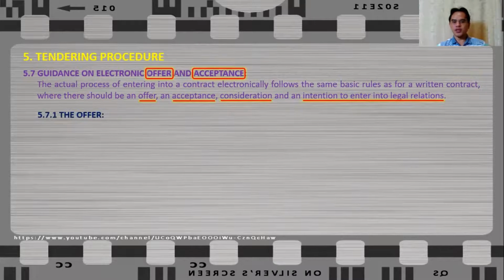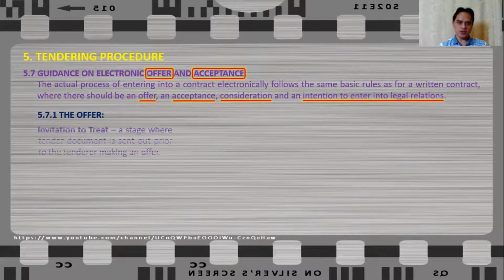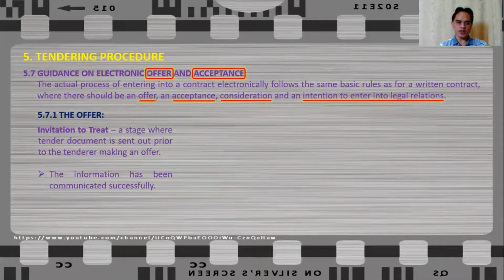Let us talk about the period until such time that the tenderer can provide its final offer. During this period, we have the so-called invitation to treat. At this stage, this is where the tender document is sent out prior to the tenderer making an offer. And as the design team or as the client team, your responsibility is to make sure that the information has been communicated successfully and there is a level playing field for all the tenderers.